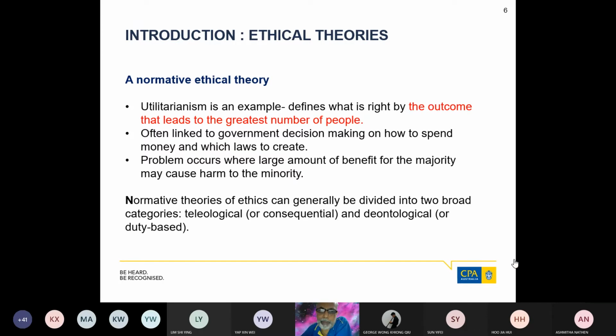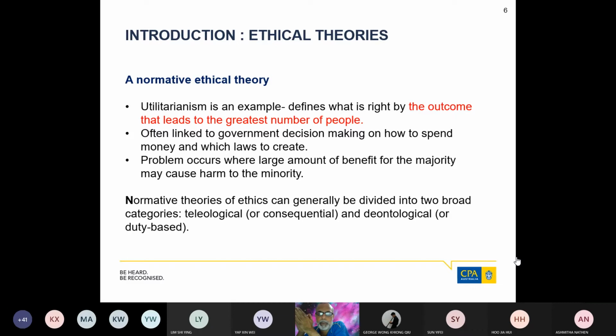Now, it is often linked to government decision making on how to spend money and which laws to create. So governments often use this approach of utilitarianism, maximum benefit for the maximum number of people. It's just not humanly possible to please everyone. For example, the government might say, we're going to ban smoking. Surely this will have implications on society. So how will the government make a decision on health benefit versus cost factors? Because they get a lot of income from excise duty on tobacco. So if they ban cigarettes, obviously the government is going to lose a lot of revenue.